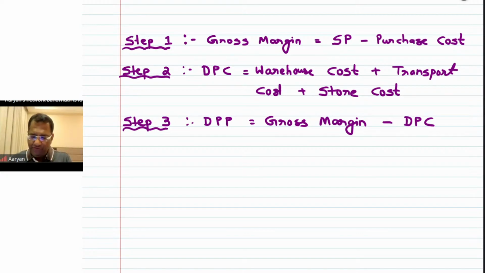Now please communicate to me, beta. In step number 2, there are two costs that are almost similar. Can you please identify those two costs in step number 2 which appear to be almost similar?